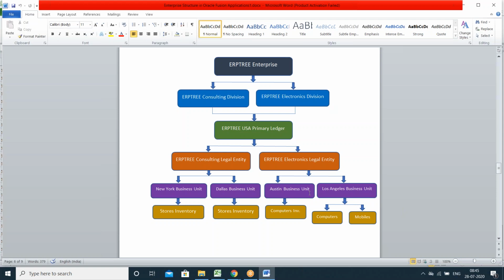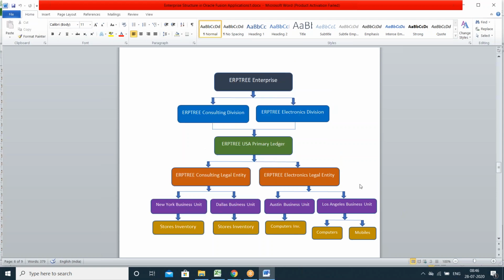In Austin, what business are they doing? Computers, maybe computer sales, that is the computers inventory. In Los Angeles, they are dealing with computers and mobiles, so they can have inventory organizations accordingly. Under one business unit you can have a number of inventory organizations. Whatever they have in reality, accordingly we have to create in the system. Here I took the case where they have two warehouses. So this is the enterprise structure.